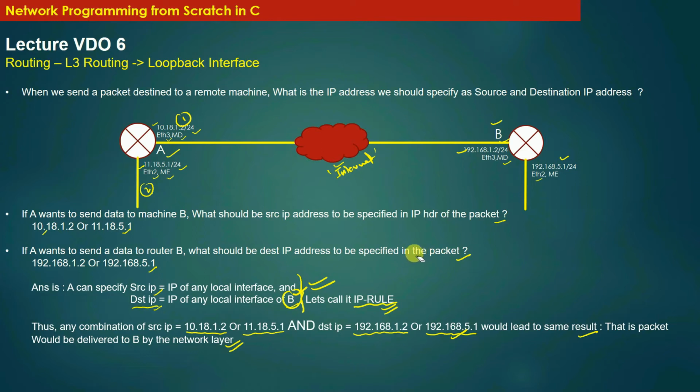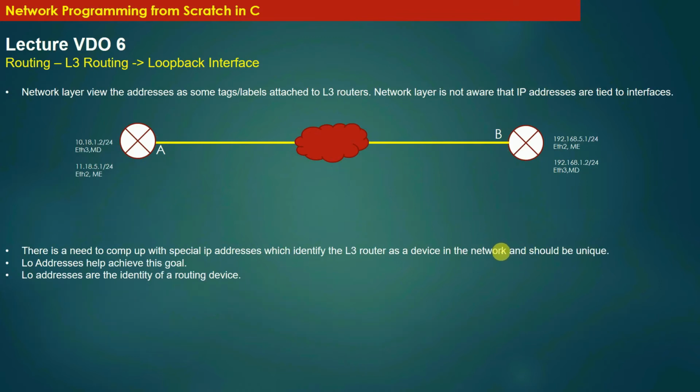So are you a little confused here? Let me try to clarify more. The network layer views the addresses as some sort of tags or labels attached to the L3 routers or machines. The network layer is not aware that IP addresses are actually tied to interfaces. So the network layer only views that router A has IP address 10.18.1.2 and that this IP address is assigned to some local interface. Now which local interface? The network layer does not have this information.